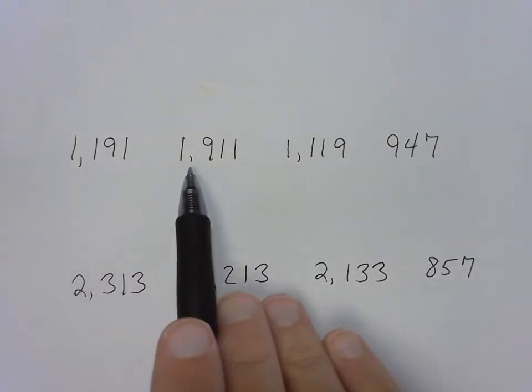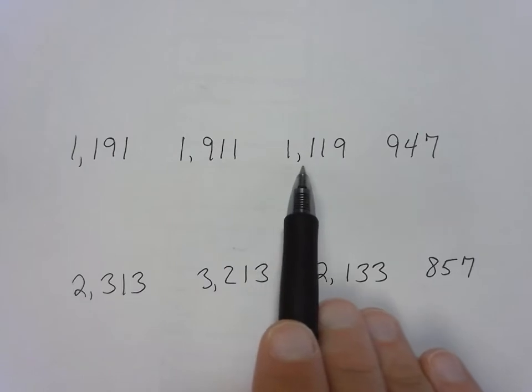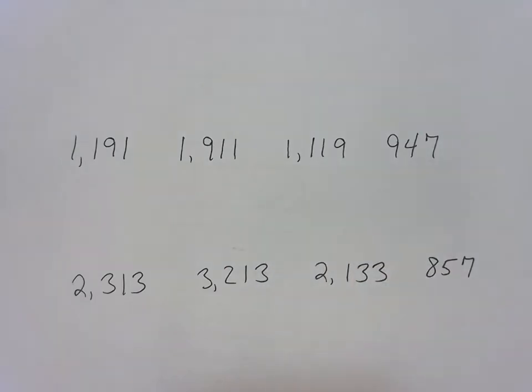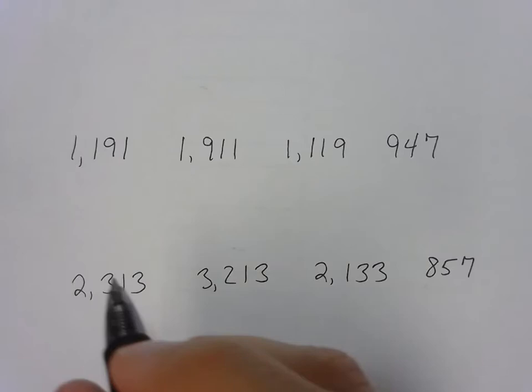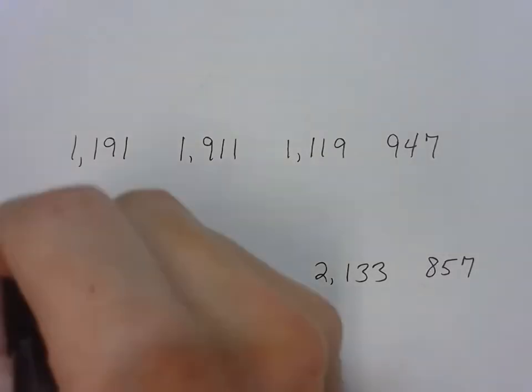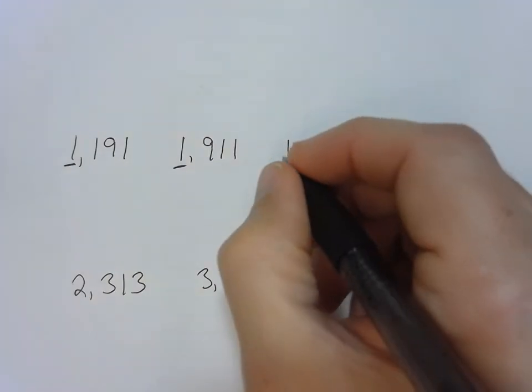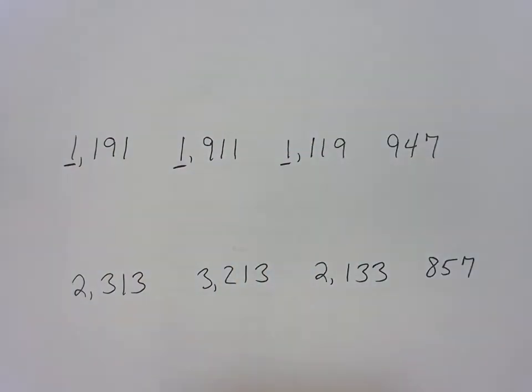1,191, 1,911, 1,119, and 947. So to go from least to greatest, I need to find my smallest number. To do that, I am going to mark my largest place value for each number. So I have a 1 in the thousands place, a 1 in the thousands place, and a 1 in the thousands place. All those ones are worth 1,000.